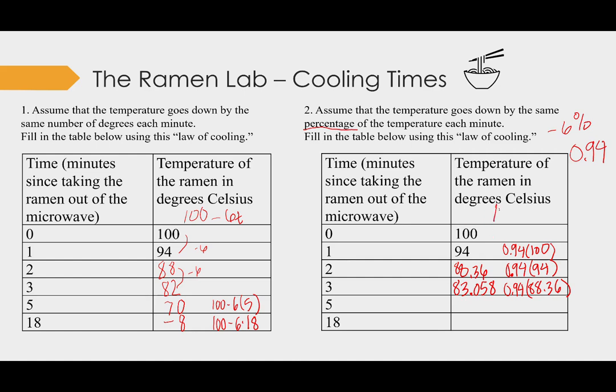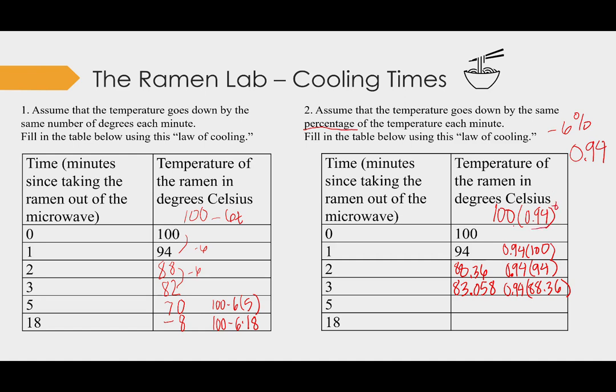So if we start at 100, the first thing we did was multiply by 0.94. And then for the next minute, we did that again. And for the next minute, we did that again. Every time we are repeatedly multiplying by 94%. And so what we can do is say we're going to do that t number of times, right?